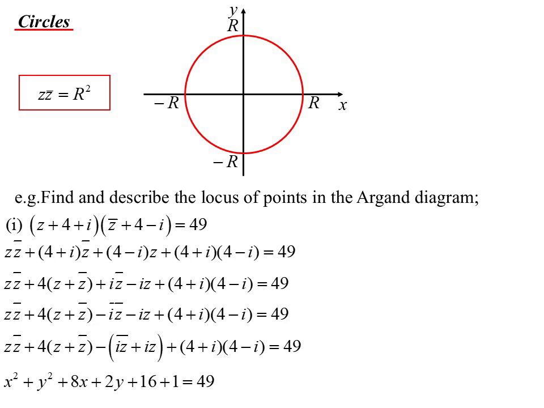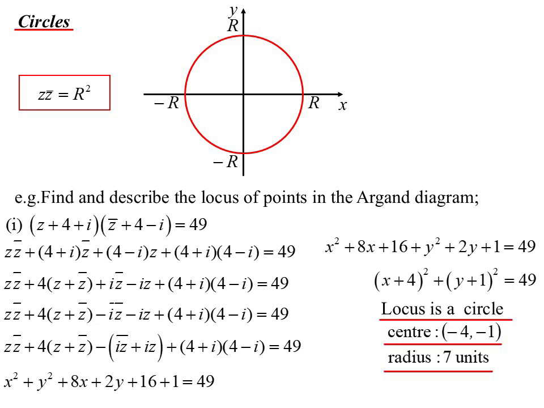I've ended up with this. It looks like it's a circle because I've got an x squared plus a y squared. Let's complete the squares on it so we can get it in a form we like seeing. Hang on, here we go. It's a circle. I know it centres at -4, -1, and the radius is 7. So it's a circle that's been shifted.